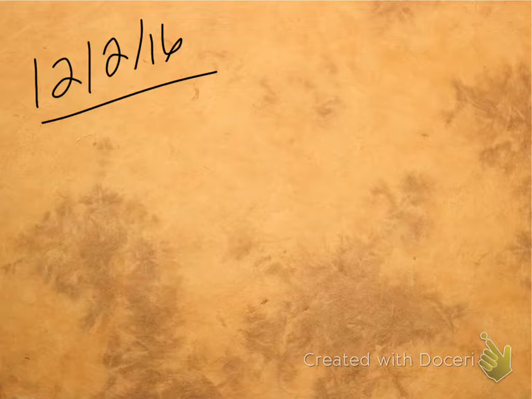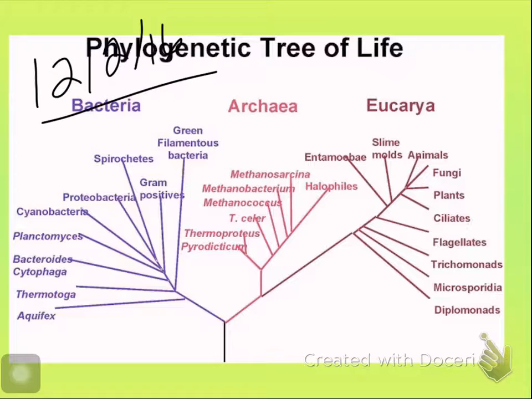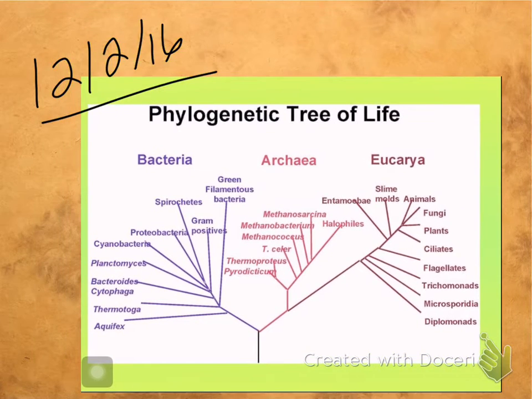You saw this picture. Let me pull it up. Way back. This thing. It's the phylogenetic tree of life. It's a family tree for every living thing on the planet. You can find yourself on here. And it shows the relationships between all these living things.